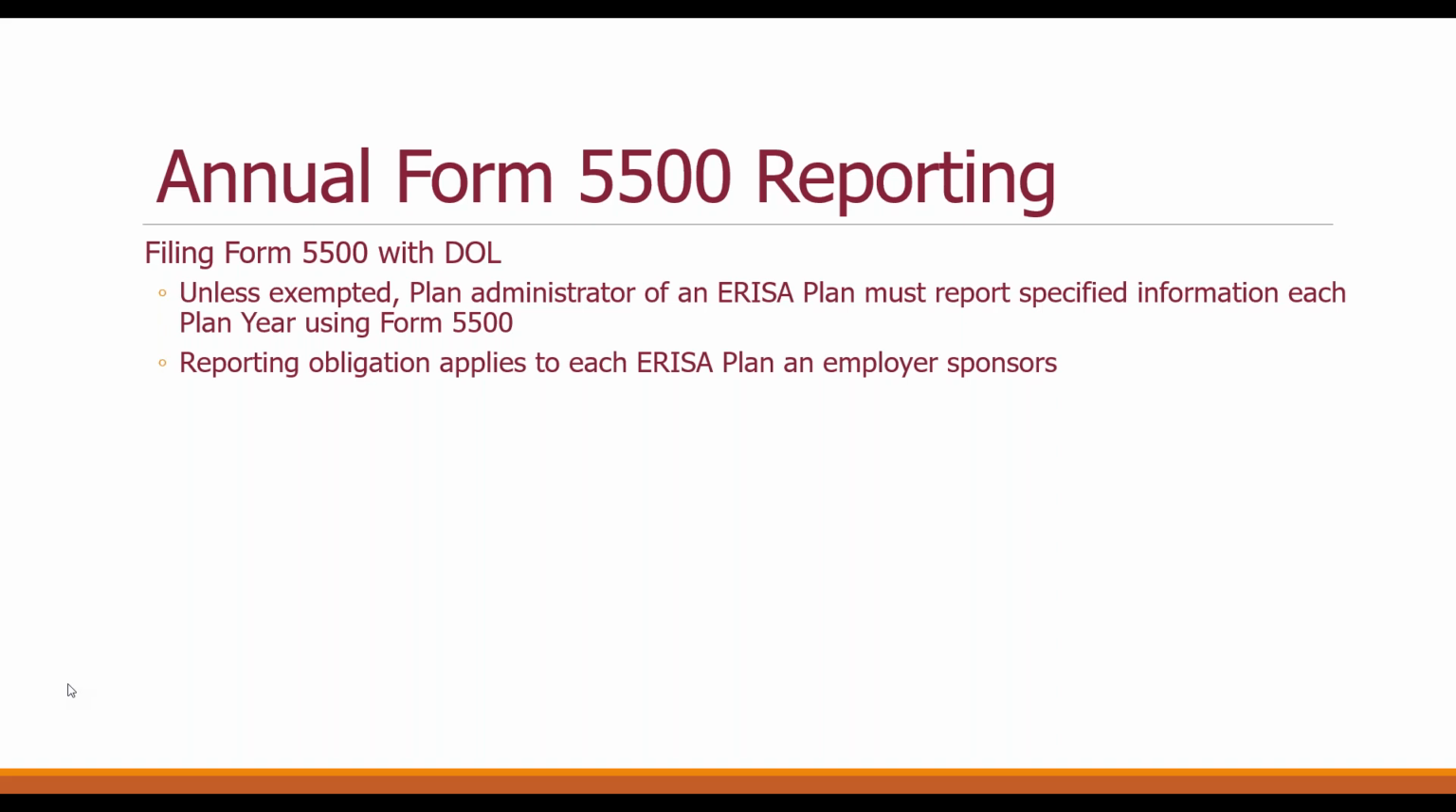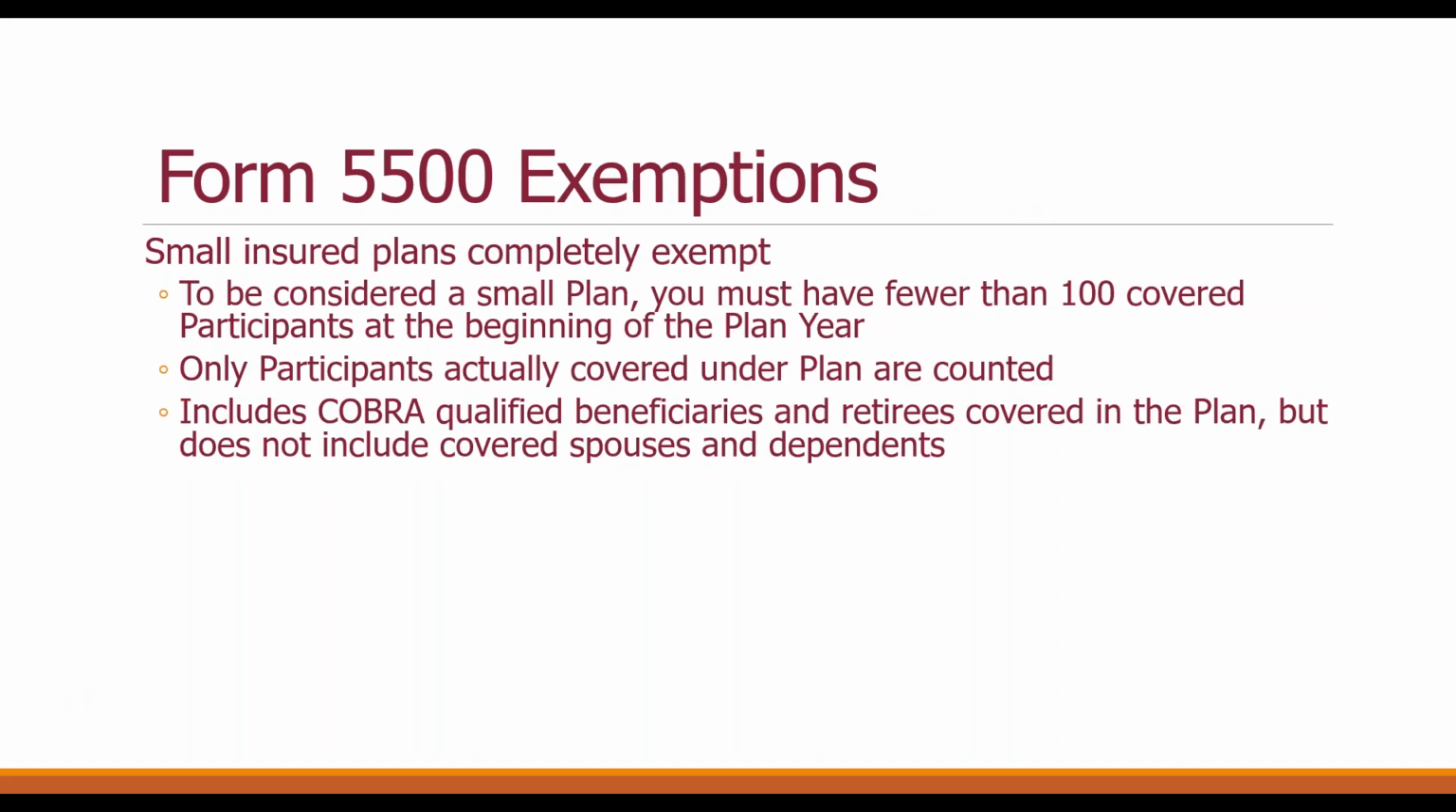So first bullet here, I thought it says unless exempted, and I think we're going to talk about exemptions right here. My slides are slightly out of order, so I'm going to go back in a sec to that previous one. So exemption, who is exempt from 5500s? Small plans are exempt. To be considered a small plan, you have to have less than 100 covered participants on the first day of the plan year.